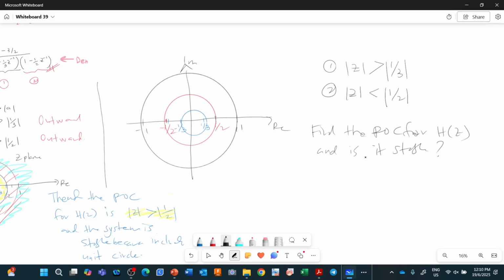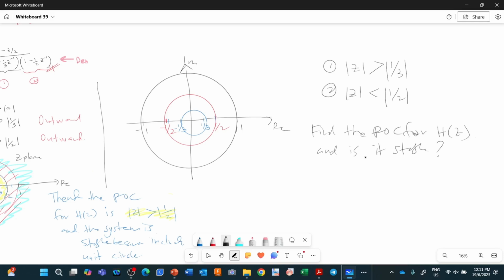So what is the ROC? When you combine this ROC, you sketch, you get a donut shape, right? In the middle. So the ROC is what? Z more than 1/3, less than 1/2. Write it in one statement. Is the system stable or not? Stable.